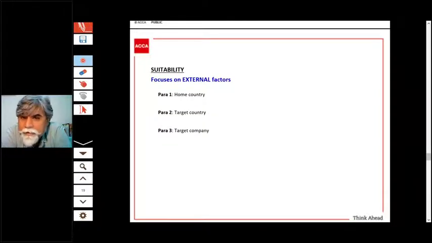Yasser Khan, favorable, unfavorable, I would not use in SFA. I would like to use it in PESTEL, but in SFA, you can also use it, but it's not necessary.